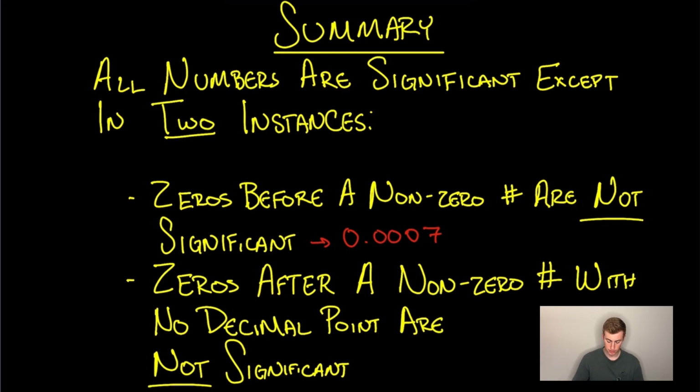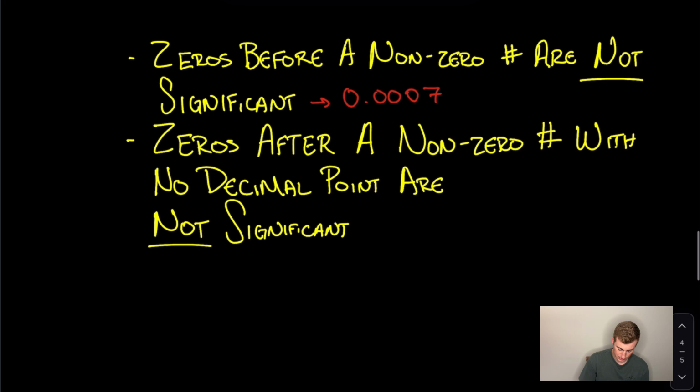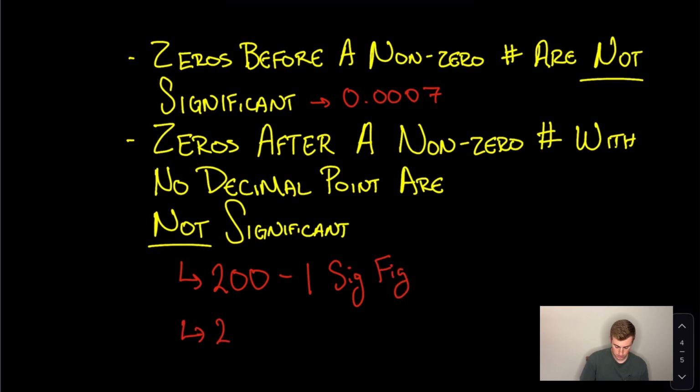And then zeros after a non-zero number without a decimal point are not significant. So in this case, I'm going to scroll down a little bit here. In this case, we're talking about the instance where it's 200 and there's no decimal point. There's only going to be one significant figure in this case. So one sig fig, whereas if you did 200 period, you're going to have 3 sig figs because those zeros are then significant.